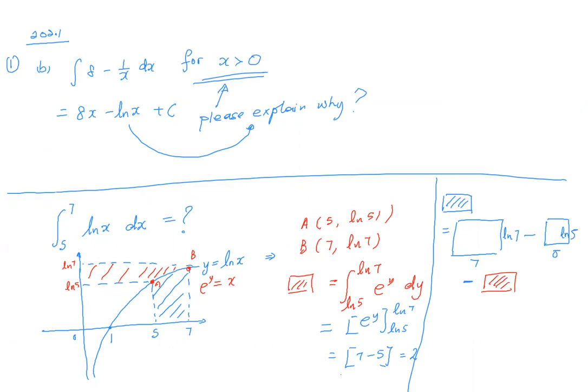Hello? So you will get what? What will you get? 7 ln 7 minus 5 ln 5 minus 2. That's it. Right? You can do it like that.